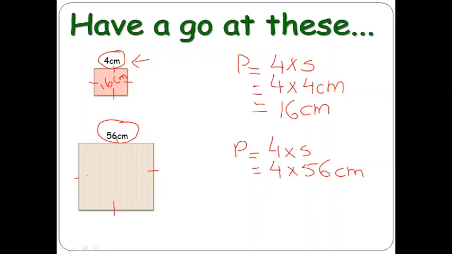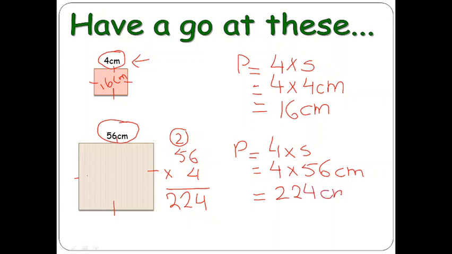Okay, so 56 multiplied by 4. 4 multiplied by 6, what is the answer? 24. So 4 I will write here and 2 will be regrouped up. 4 multiplied by 5 equals 20. 20 plus 2 equals 22. So what is the perimeter for this square? 224 centimeters. The distance around this square is 224 centimeters.